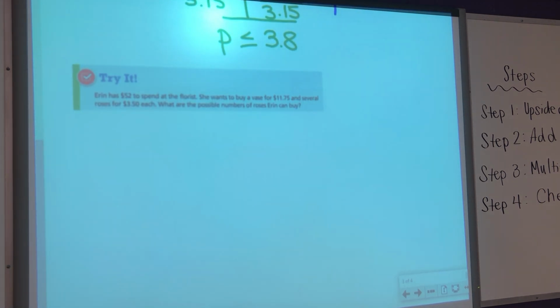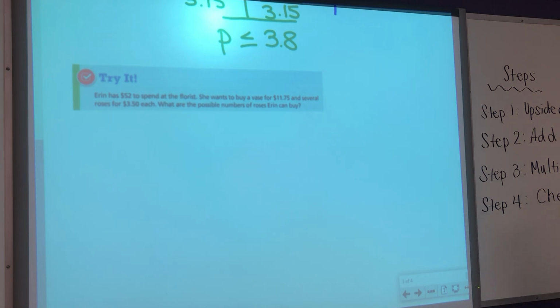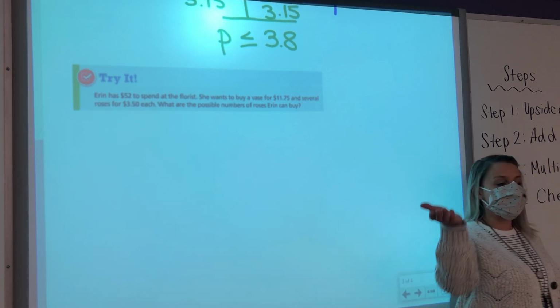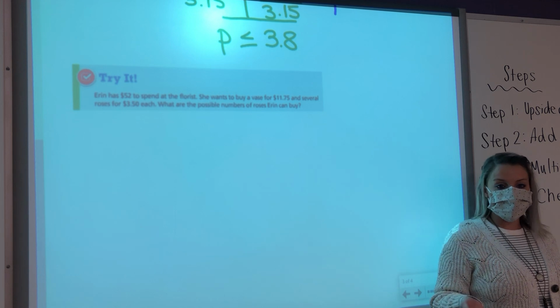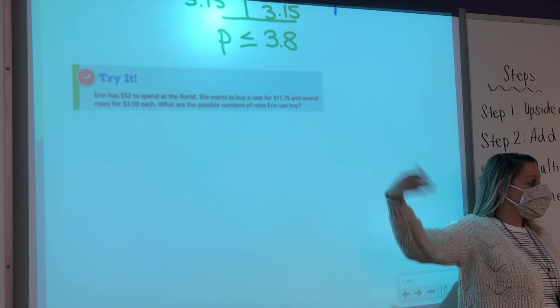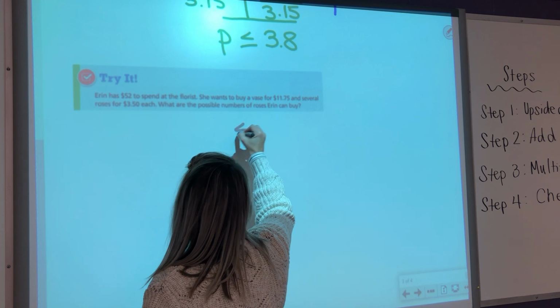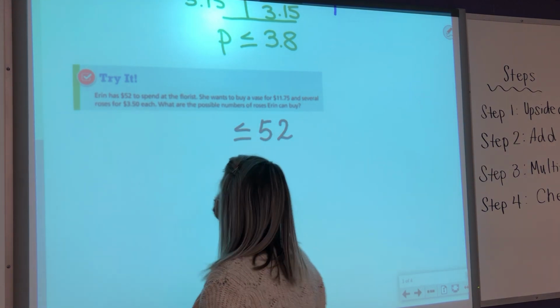All right, so the next one. Erin has $52 to spend at the florist. She wants to buy a vase for $11.75 and several roses for $3.50 each. What are the possible numbers of roses Erin can buy? So how much do we have to spend? $52. That's it. Can we go over 52? No. Can we spend less than 52? Yes. It would be less than or equal to 52. Very good.